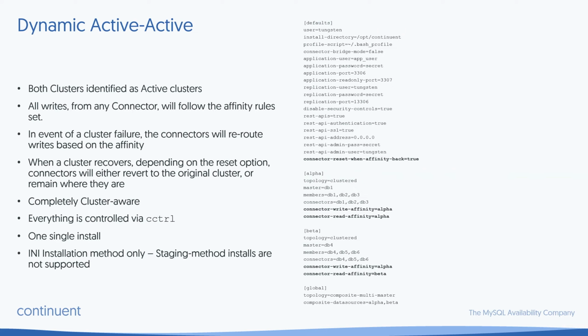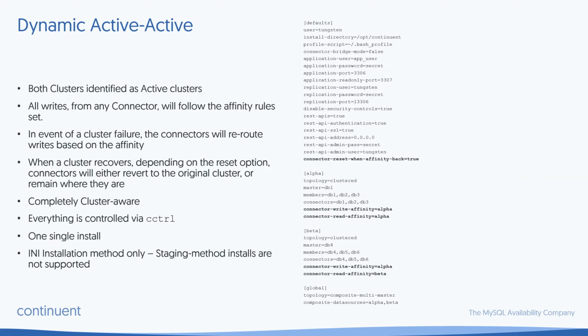That can either be true or false, and what that means is when, let's say for example, the alpha cluster fails, writes are rerouted to the beta cluster. When the alpha cluster is recovered, what do you want to happen? Do you want those writes to reroute back to alpha and honour the original affinity settings, or do you want them just to stay where they are? So if you want them to reroute back to the original settings, have this property set to true, otherwise set this to false.